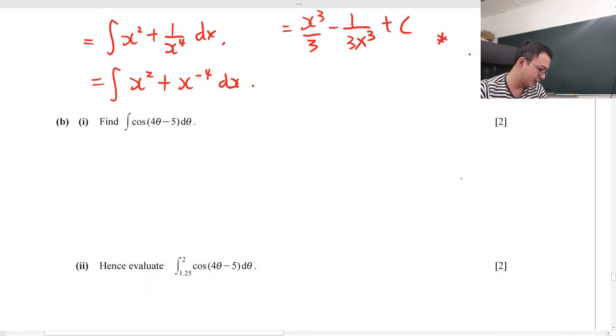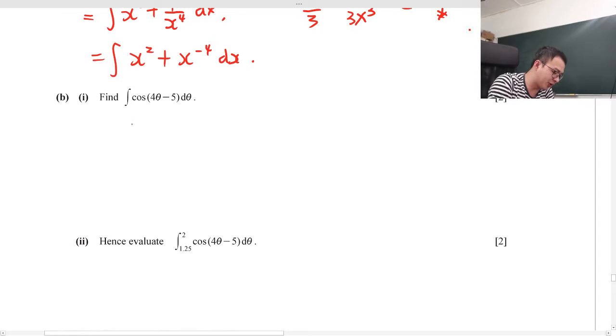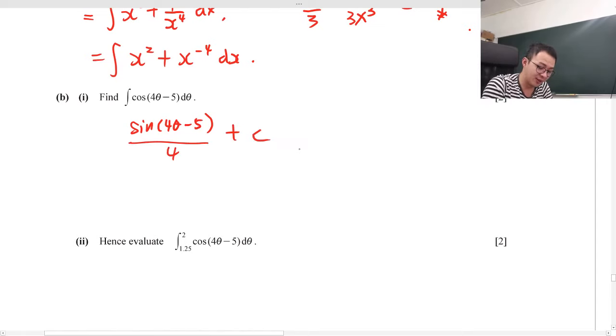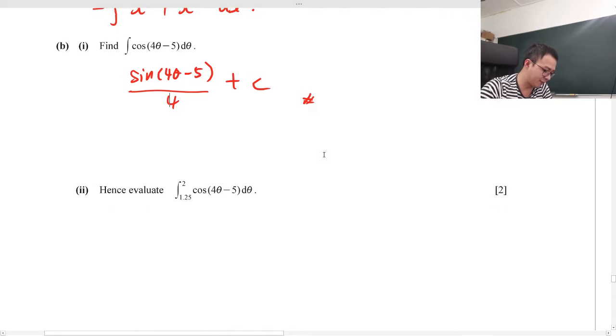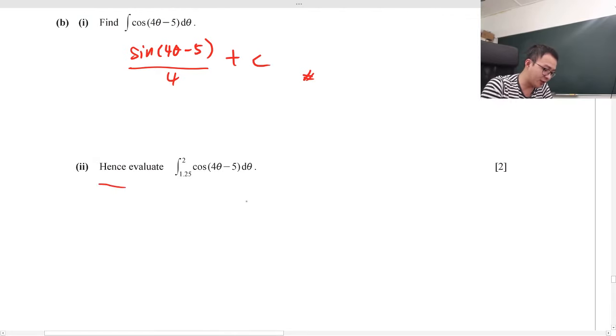Alright, so integrate this one. Integrating cos will give me positive sine. The angle will always remain the same. Then I need to differentiate inside the brackets, so it will divide by 4 here, plus c. Quite simple. Then hence evaluate. So therefore I have sine of 4 theta minus 5. The 4, I will just take out, becoming 1 over 4. So 1.25 to 2.